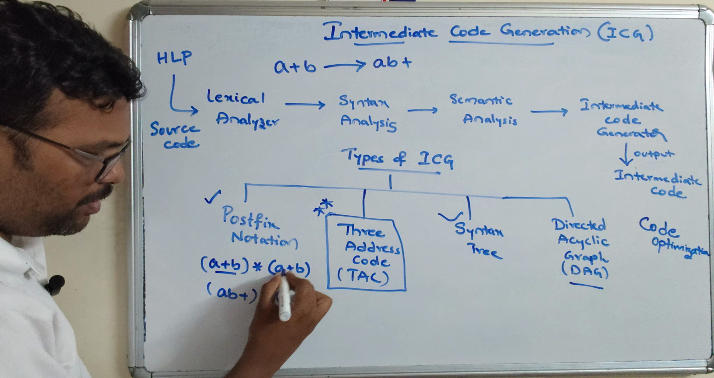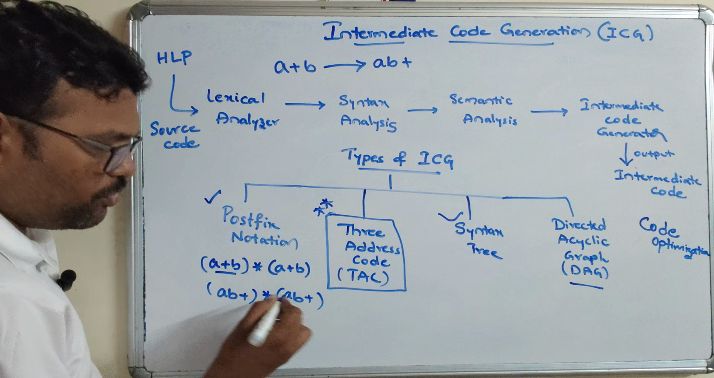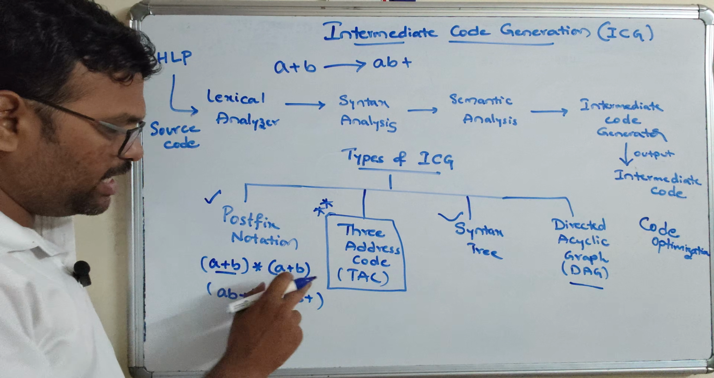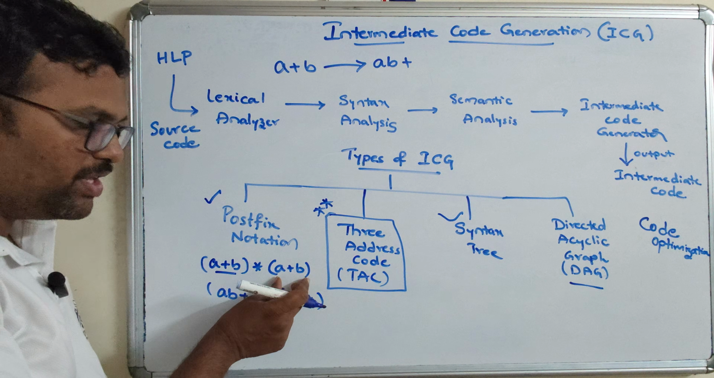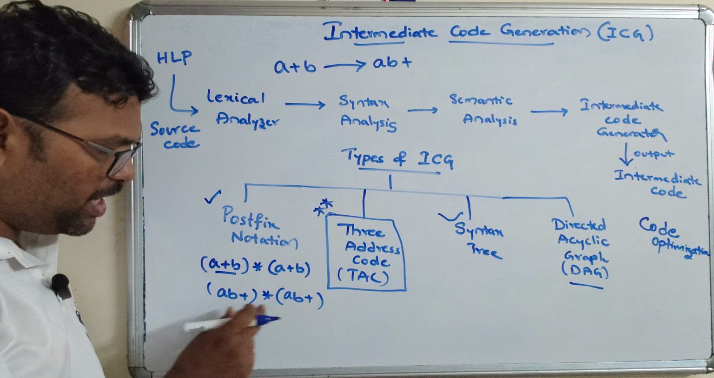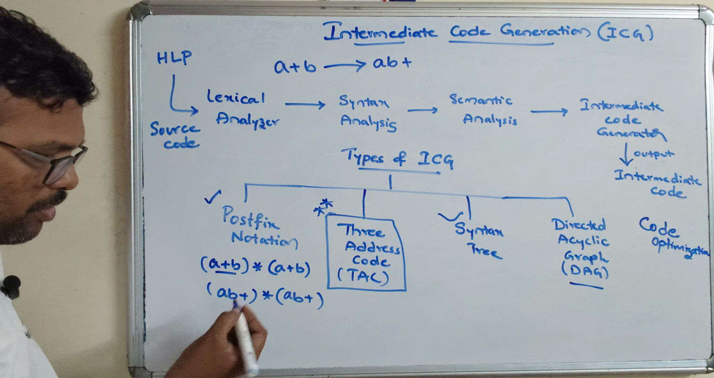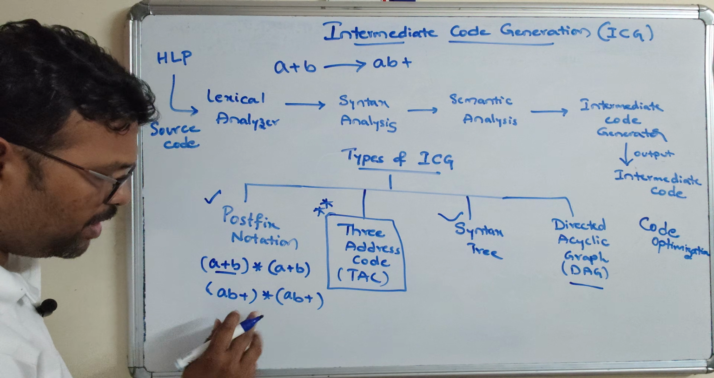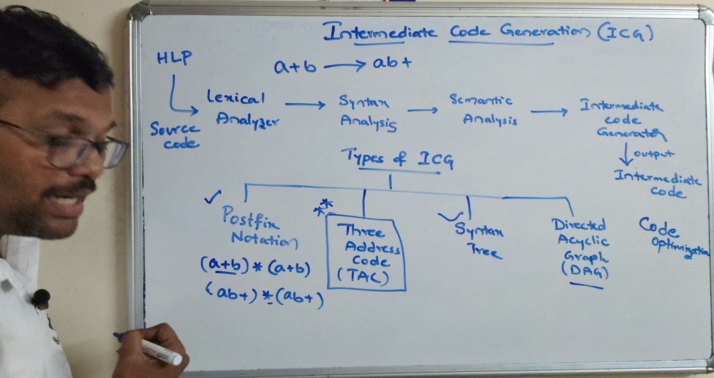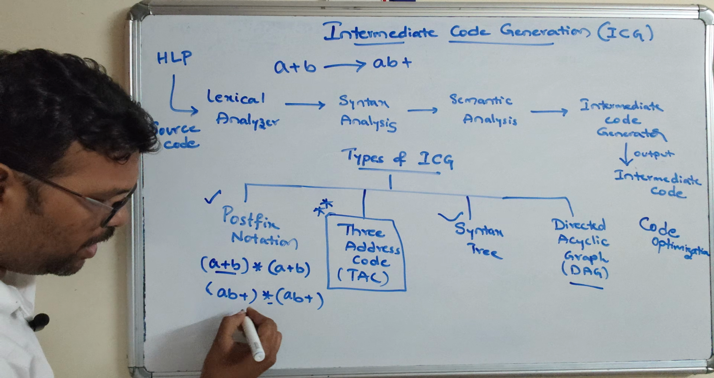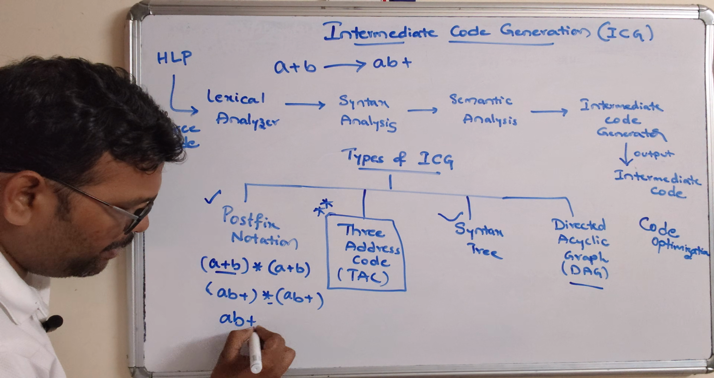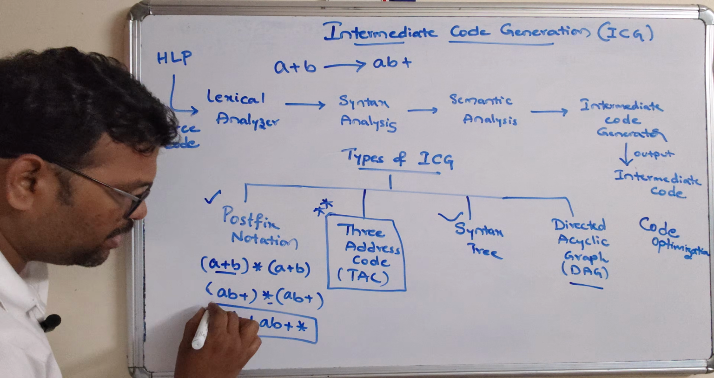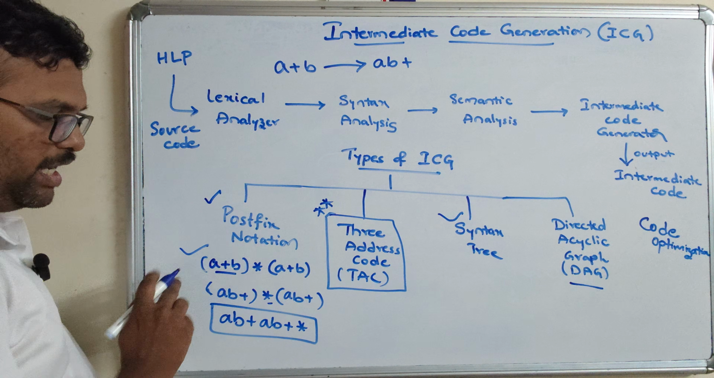And then into ab plus. Just go with the priorities, the operator precedence. In this case, brackets have the highest precedence, so first we convert these brackets. Already we have done that, and among these, the star has the highest precedence. So we can say ab plus star. This will be the postfix notation for the given expression.